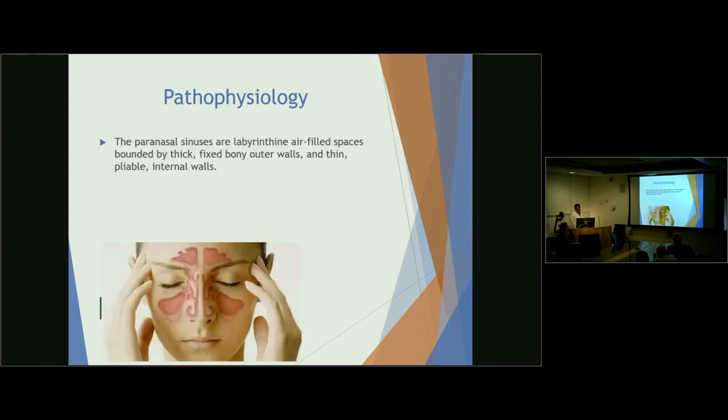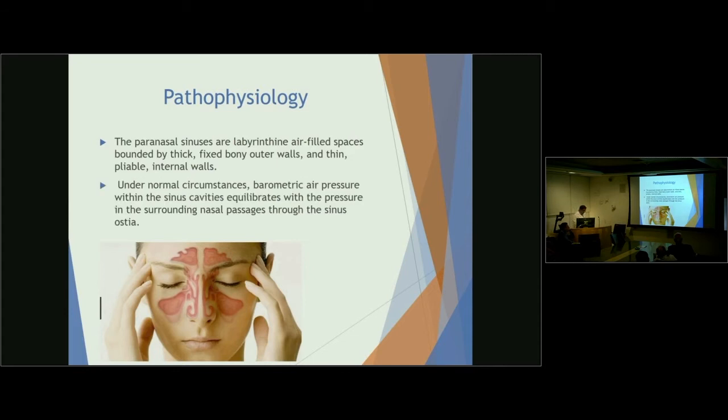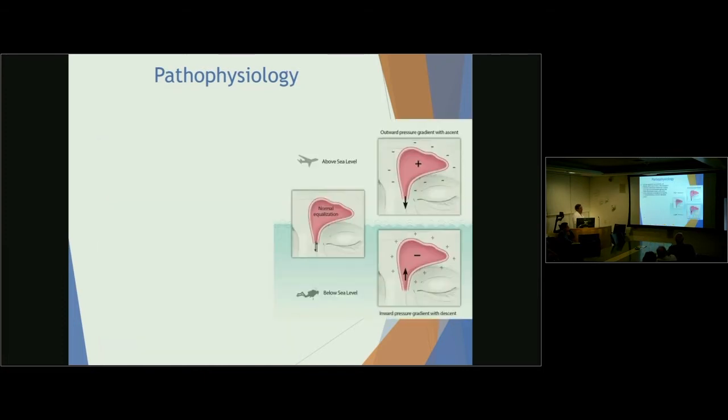The paranasal sinuses are labyrinthine air-filled spaces bounded by thick, fixed bony outer walls and thin, pliable internal walls. Under normal circumstances, when there are no sinus issues or anatomic abnormalities, you can imagine that barometric air pressure within the sinus cavities should easily equilibrate with the pressure in the surrounding nasal passage. If this is an open, nice, wide conduit, the difference in intrasinus pressure can easily equilibrate with the intranasal cavity. So talking a little bit more about that.